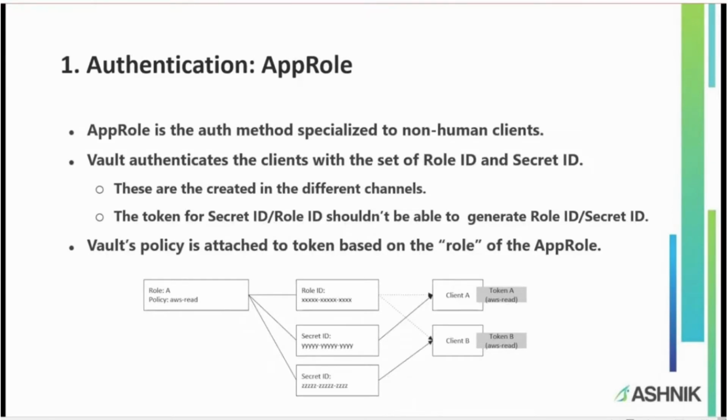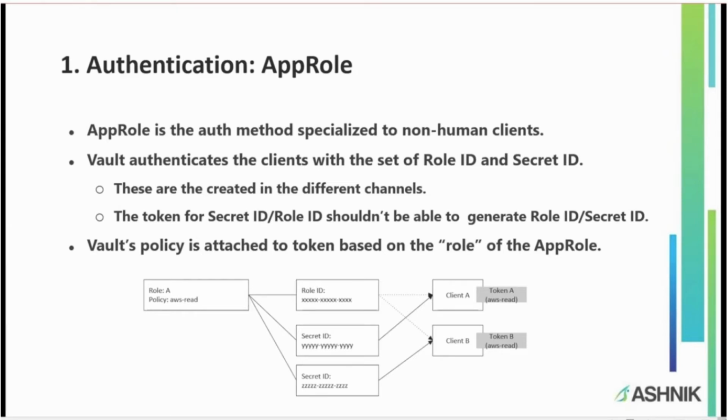All right, let's go into detail on what happens in each stage. First, I will talk about the authentication into the Vault. I'm going to use AppRole here. AppRole is an authentication method specialized for non-human clients, like Concourse in our case in this demo, or other tools like Jenkins or any other applications.